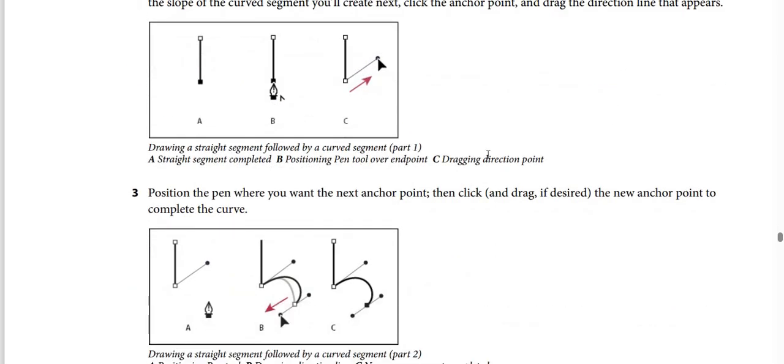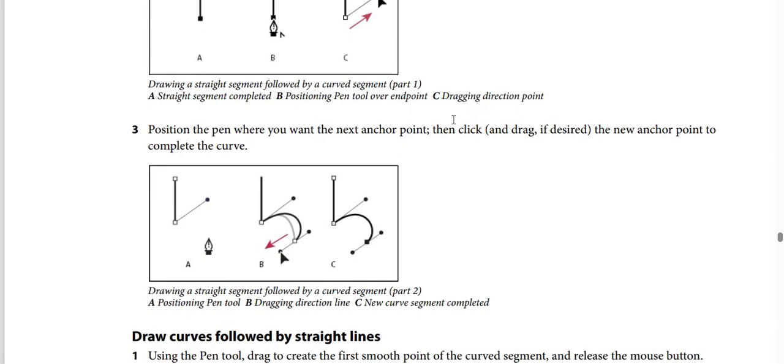This image now explains for you drawing a straight segment followed by a curved segment, part 1. A means straight segment completed, B means positioning the pen tool over the endpoint, and C means dragging the direction point.